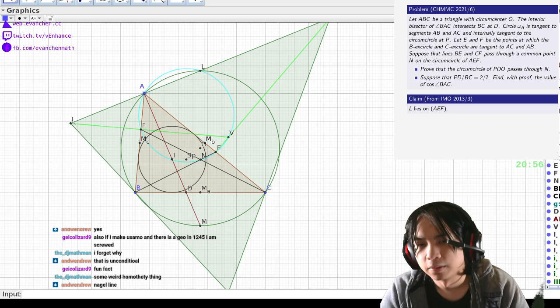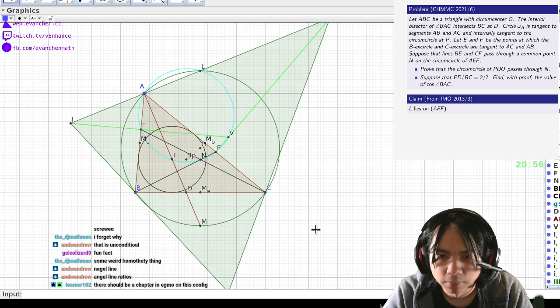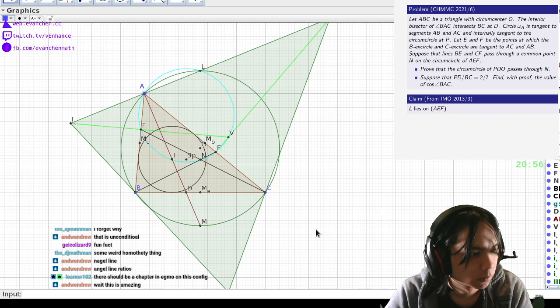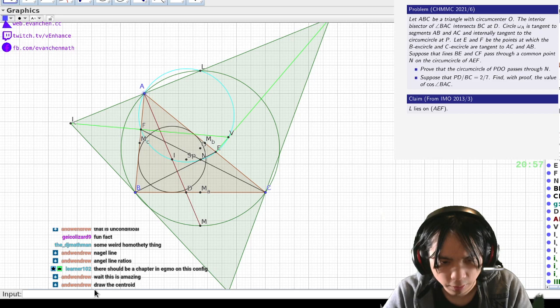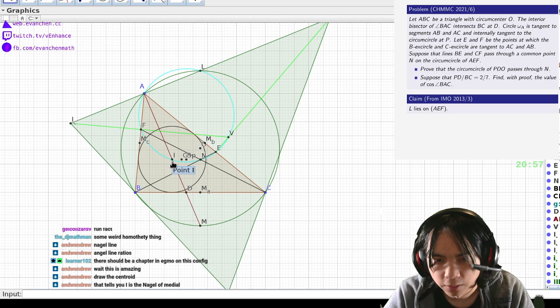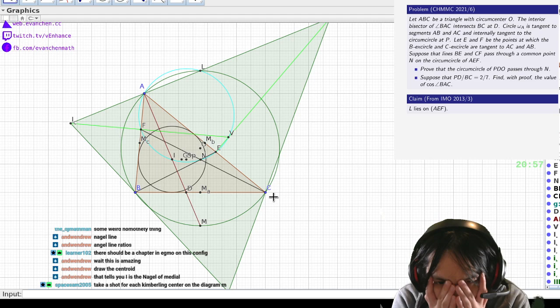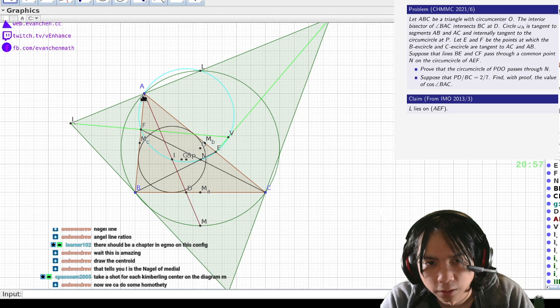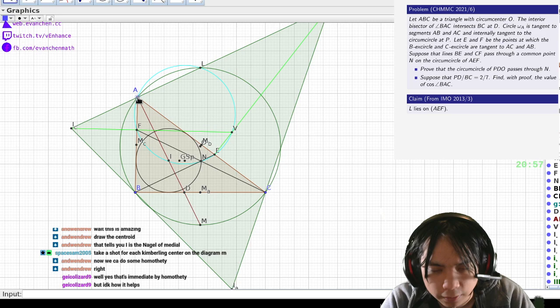Okay, so Nagel, fine. I drew the Spieker center. Why does it help me? Okay, now draw the centroid. I know that it also lies on the line. That tells you I is the Nagel point of the medial triangle. I'm confused now. So unconditionally, those four points are always collinear. If N lies on the circle, what does that do?